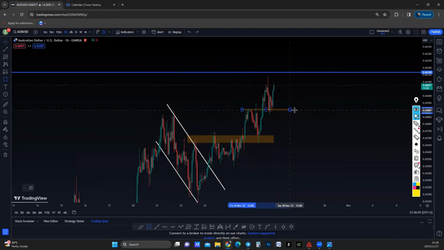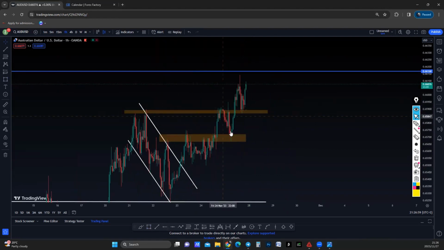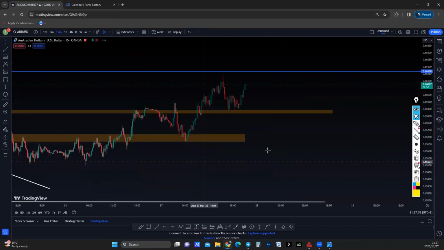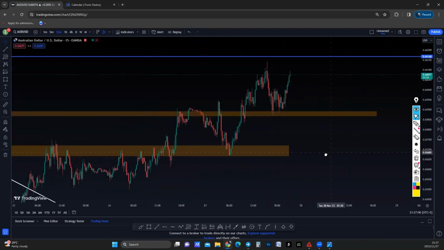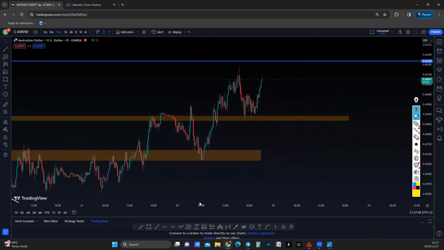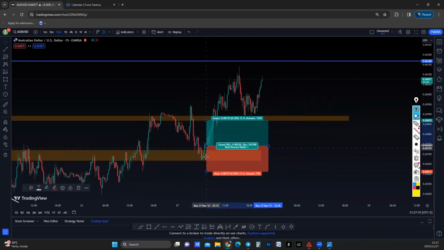So it broke above again, broke this previous high, came to retest, and then it bought again. On the 15-minute time frame, which is what I mostly use for entries, I've taken a buy somewhere here after the bullish engulfing. Stop loss was below.